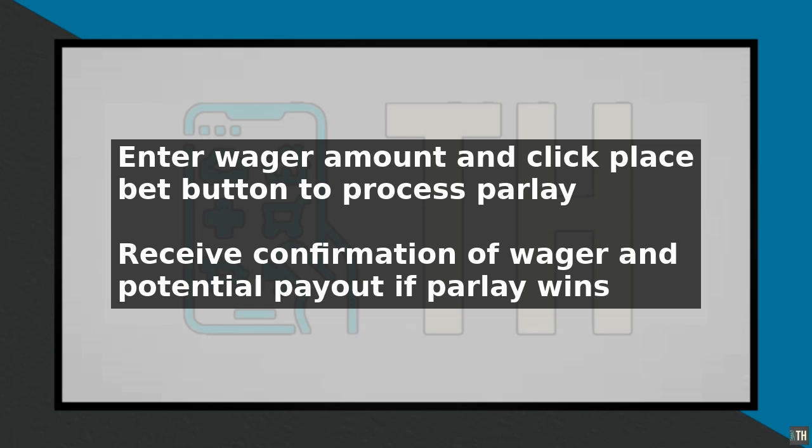It is also a good idea to do some research and stay up to date with the latest news and trends in the sports you are betting on. By following these steps and being mindful of the risks and rewards, you can create a parlay on Bovada and potentially increase your chances of winning big.